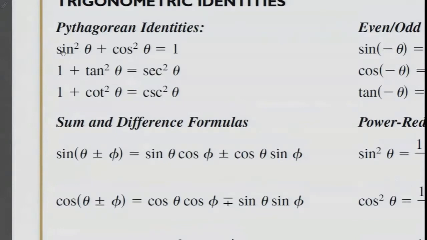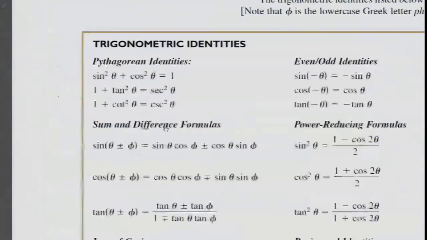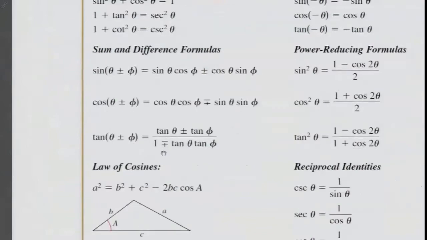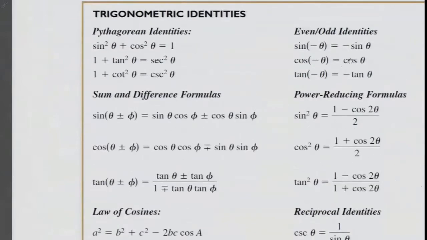If you were to take the original Pythagorean identity and divide both sides by sine squared, you would actually obtain this bottom one right down here. If you were to take the original expression and divide both sides by cosine squared, you would actually get this one down here. Here are some sum and difference formulas. We're not going to use those too much. Law of cosines, probably not so much.